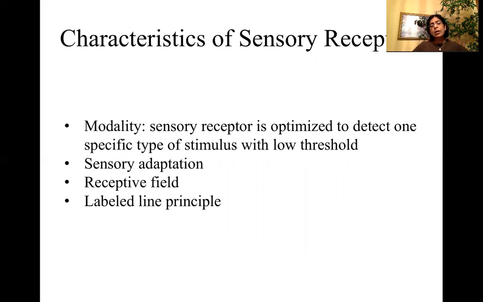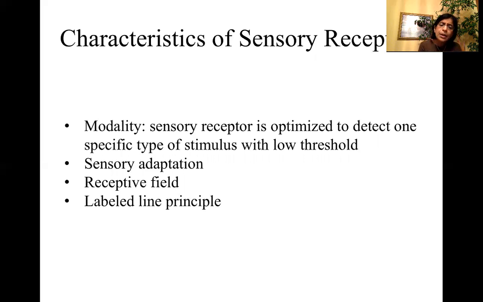Okay, so larger the receptive field, less sensitive the sensory receptor would be, or less detailed the information would be, not so precise, in other words. Whereas in the fingertip, because the receptive field is very small, you will detect fine touch sensation. Okay.